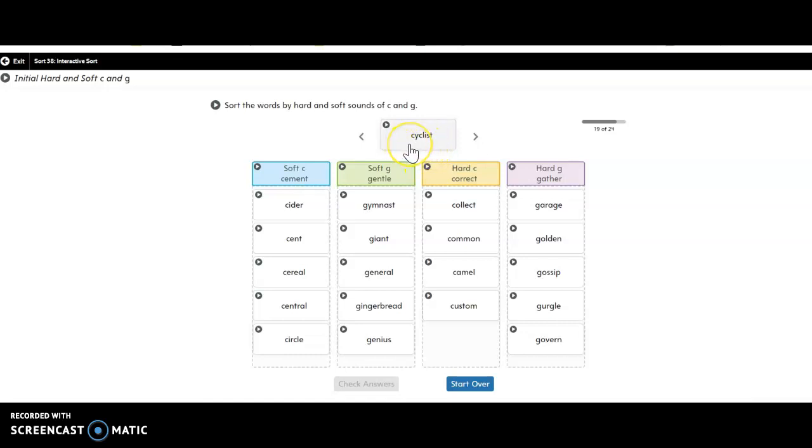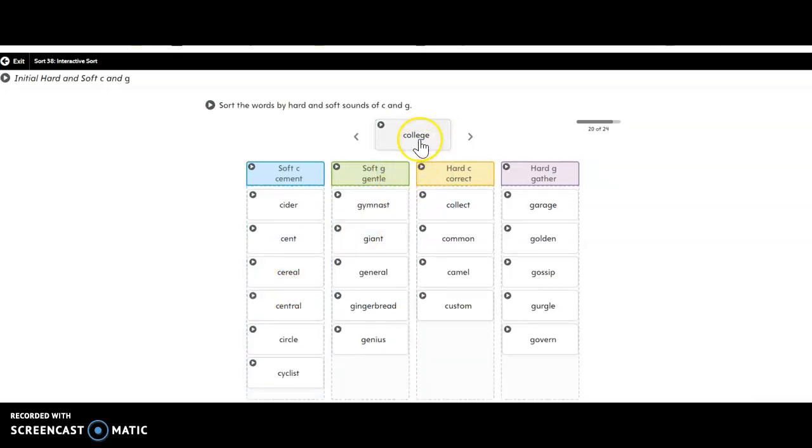Cyclist. Someone who rides their bicycle, or cycles. Soft C. Cyclist. Next, college. K, k. College. Sounds like a hard C. Gutter. Hard G. Cavern. K, k. Cavern. And last but not least, giraffe. Giraffe has a soft G.